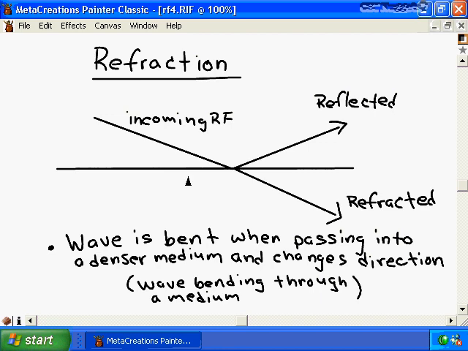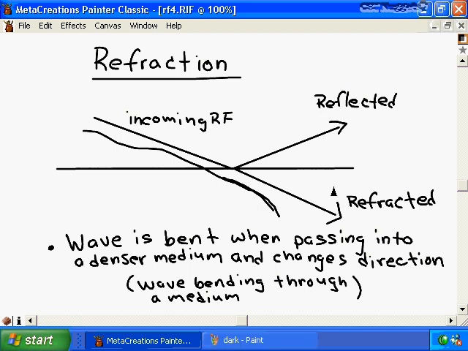And the bending of that radio wave actually changes the direction of the radio wave, as we see here. So we've got the incoming signal, it hits the cold air, and then it is bent and changes direction. And this can be a real problem when a radio wave has to travel over very, very long distances and has to go through different atmospheric changes, such as going from warmer air to colder air.